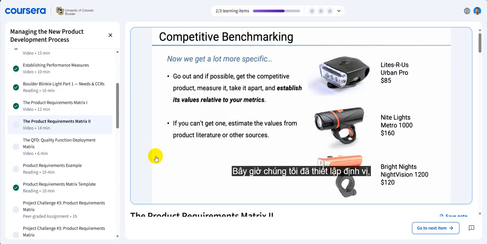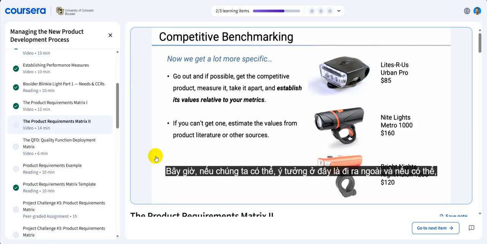Now that we've established the positioning, we can get more specific about competitive benchmarking. For instance, those three lights that we've talked about once before, the companies Lights Are Us, Night Lights, and Bright Nights, we've defined them to be the competition. We've also taken a look at how they stack up to the CCRs. Now what we have to do is establish how they rank relative to the performance metrics.